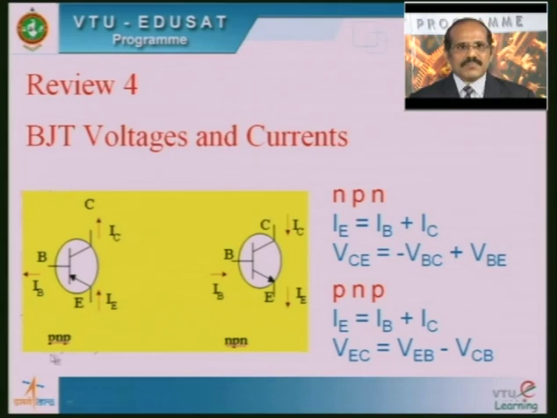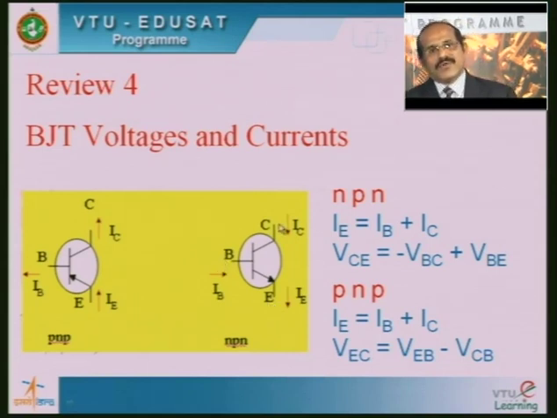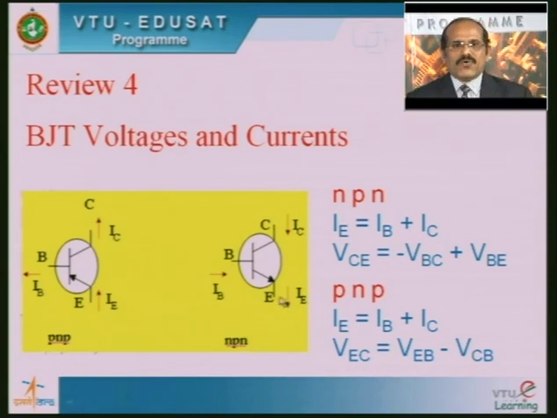In the case of this PNP transistor, the emitter is P, the base is N and the collector is P. Therefore, the emitter current will be from the emitter to the base, that is towards the N region. Similarly, in the case of the NPN, the N acts as the emitter, P will be the base region, whereas N will be the collector region. Here you can see the emitter current is once again from P to N, and that is what you can note from this slide.